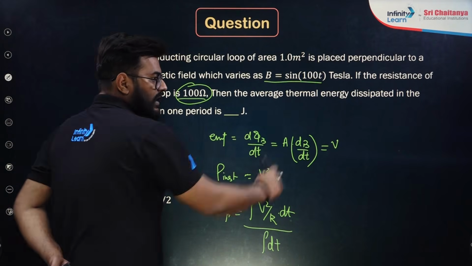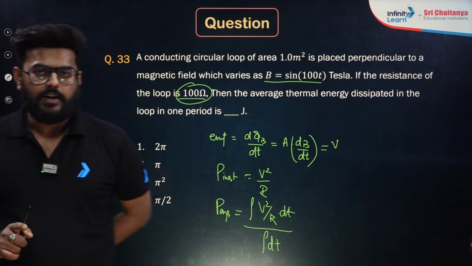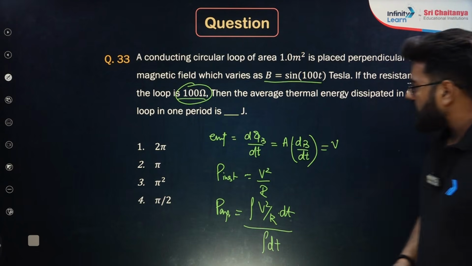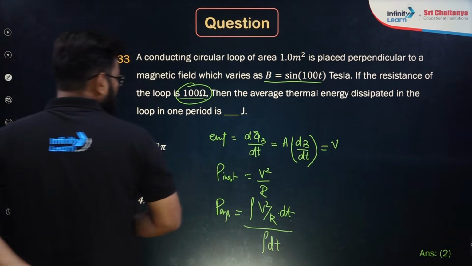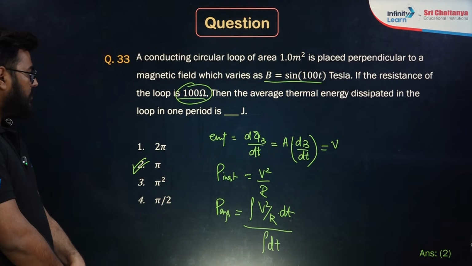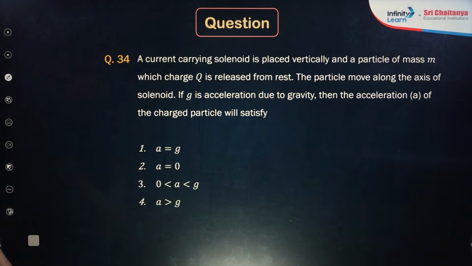So cos square theta for one full time period is 1 by 2. It's a standard case. So based on that, you will get the answer over here. Finally, the average thermal power will be equal to pi. Okay, so pi joule is going to be the answer.